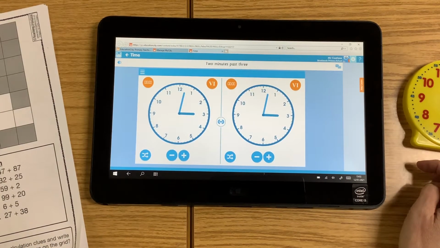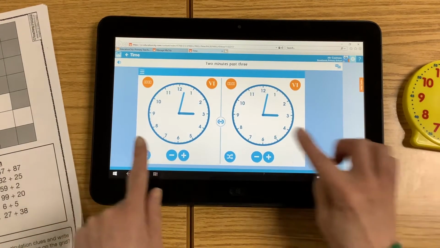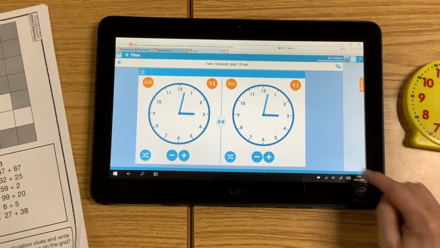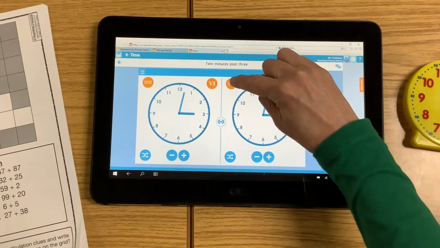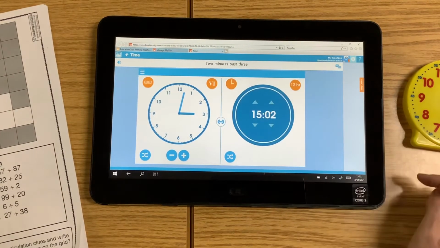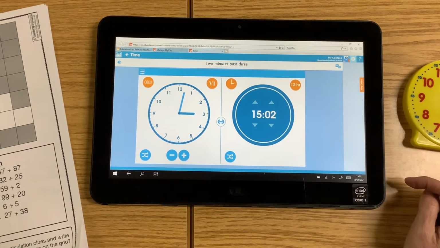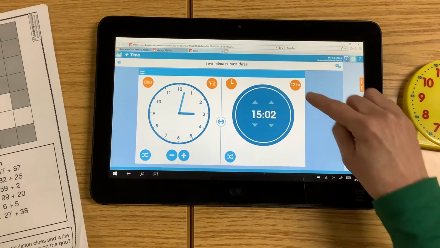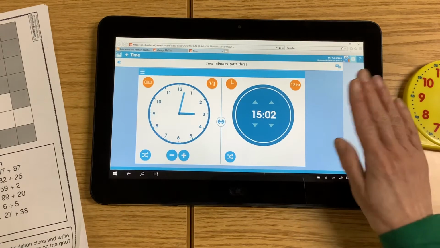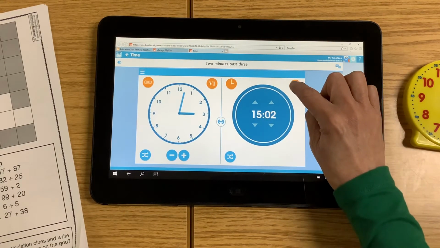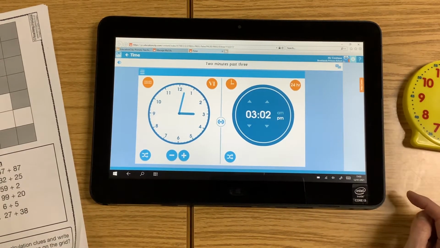Now, when it's showing me 2 clocks at a time, at the minute it's showing me 2 analog clocks. I'm going to change the second clock into a digital clock. So I'm going to click on the digital symbol here, and that's going to change that clock into a digital clock. Tomorrow we'll worry about what 12-hour and 24-hour clock are. We'll not worry about that for today. I'm going to change that back to what's called a 12-hour clock.